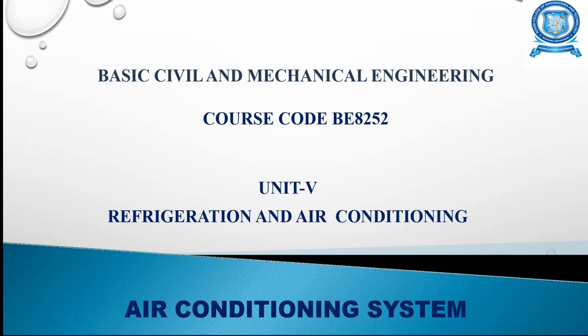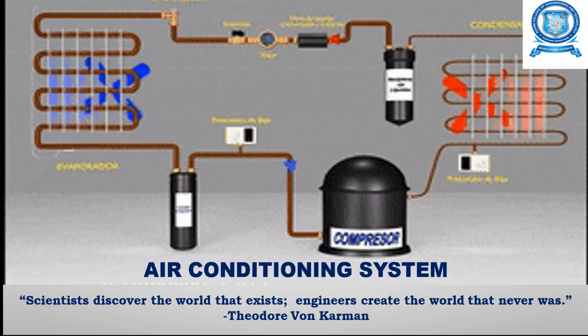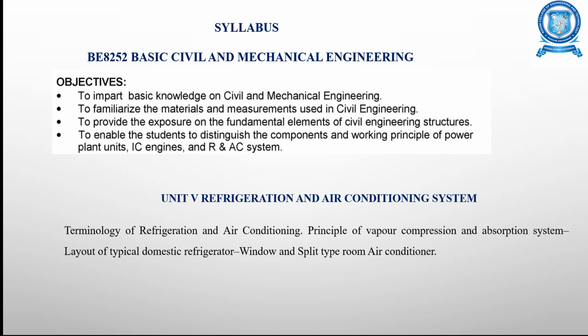In this video session, we'll be studying refrigeration and air conditioning, the fifth unit, in which we'll be dealing with air conditioning systems. These are the objectives of studying the basic civil and mechanical engineering course. The first objective is to impart basic knowledge on civil and mechanical engineering and to familiarize the materials and measurements used in civil engineering, and also to provide exposure to the fundamental elements of civil engineering structures, and to enable the students to distinguish the components and the working principle of power plant units, internal combustion engines, and refrigeration and air conditioning systems.